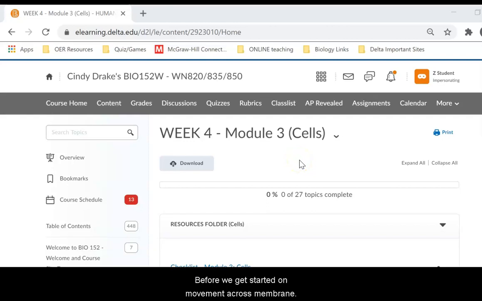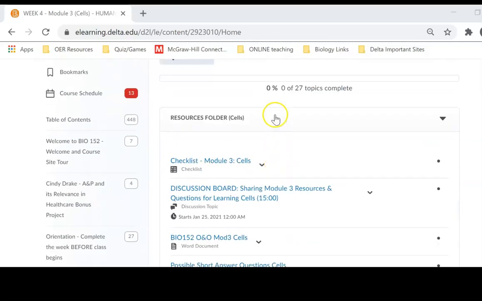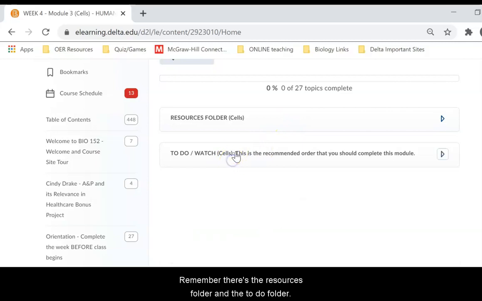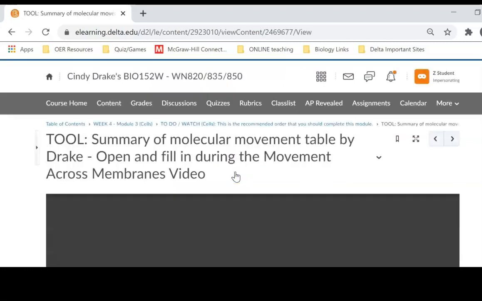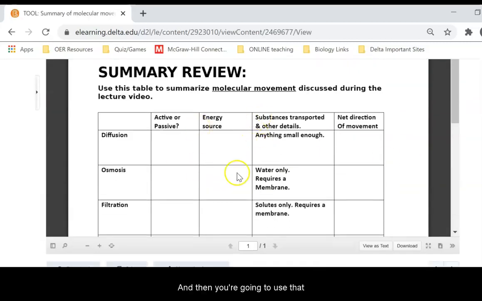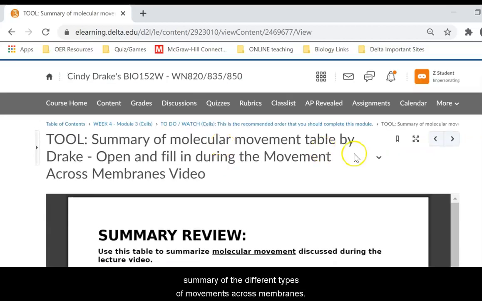So before we get started on movement across membranes, go into the content section of D2L, into the Module 3 cell module, which you can find right here. Remember, there's the resources folder and the to-do folder. So what I want you to do is open up this summary table, and then you're going to use that to fill in as I go through this lecture. And at the end of it, you will have a nice summary of the different types of movement across membranes.